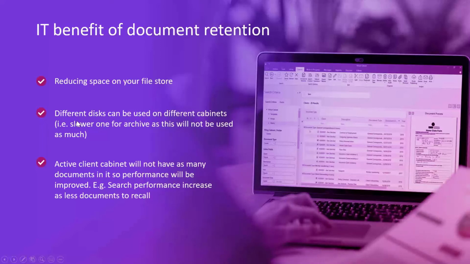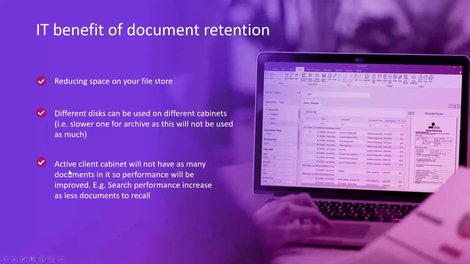So we can use different disks, or you can use different disks on your server for different cabinets. For your archive cabinet, you may have a slower disk because this is a cabinet that wouldn't typically be searched across. And then for your client cabinet, the one that your active clients are in that you're using on a day-to-day, you could put your fast disk. So performance is going to be much quicker.